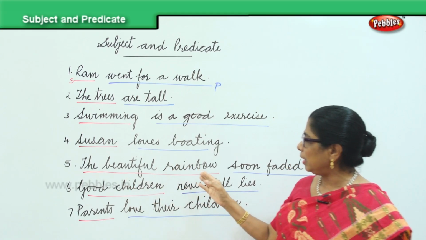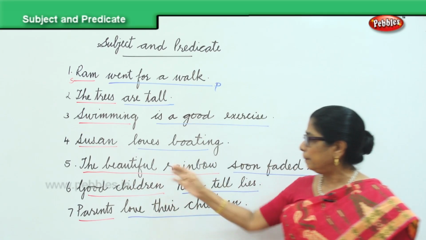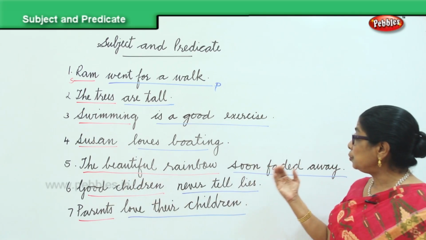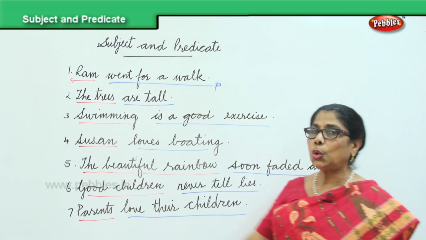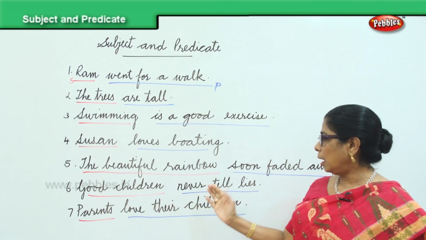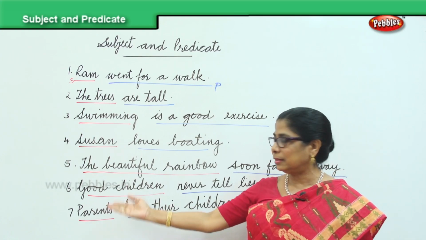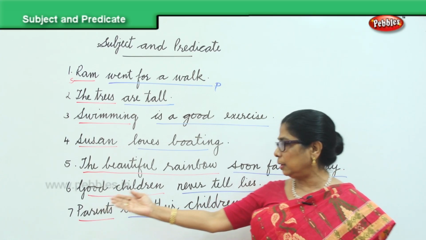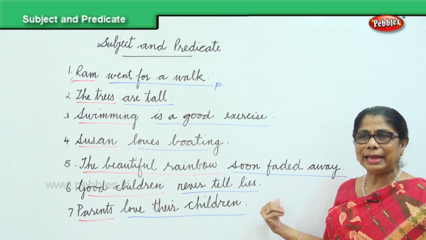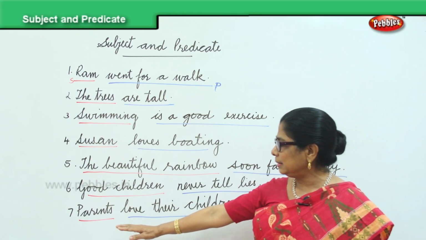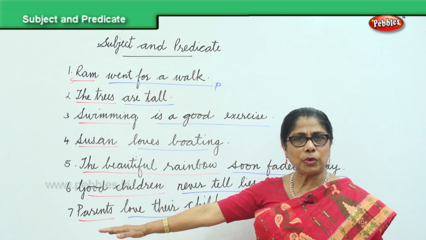The beautiful rainbow. We are talking about the beautiful rainbow. It is the subject. Begins with the capital letter. Soon faded away is the predicate. Ends with the full stop. Good children never tell lies. The subject here is the good children. G capital. Good children is the subject. Never tell lies is the predicate. Ends with the full stop. Parents love their children. Parents, that's a subject we're talking about.